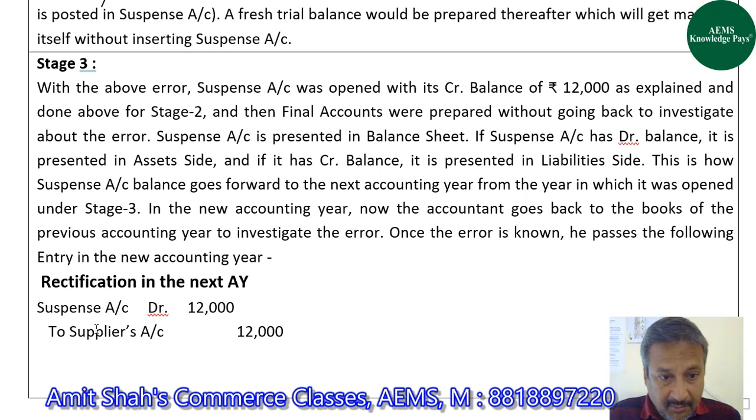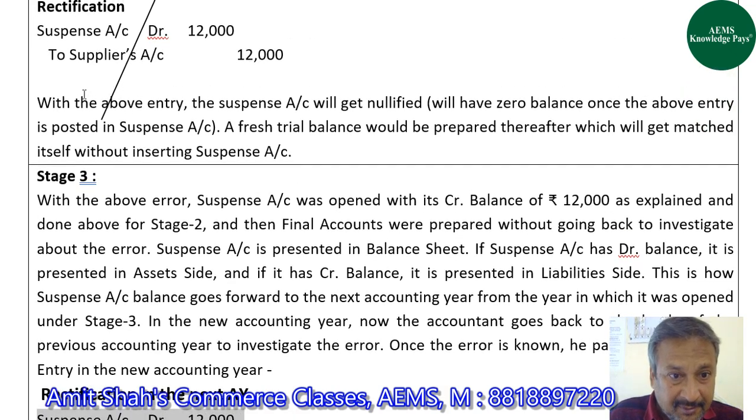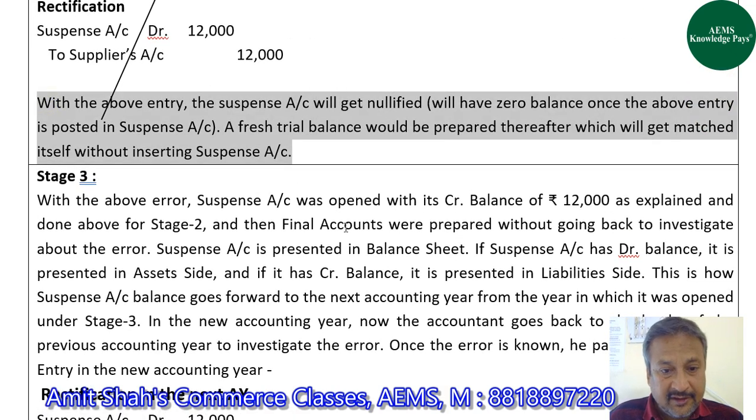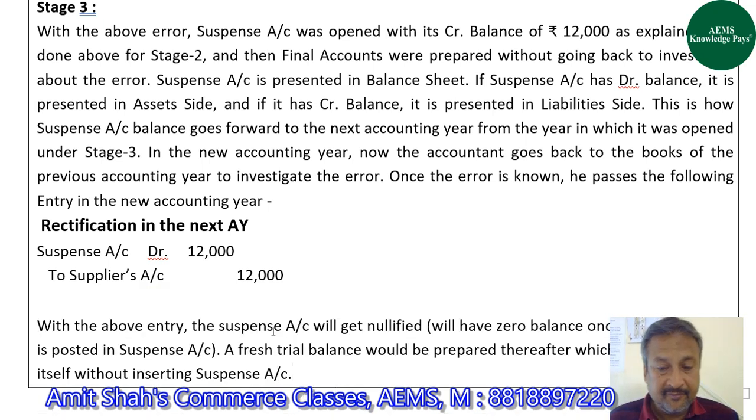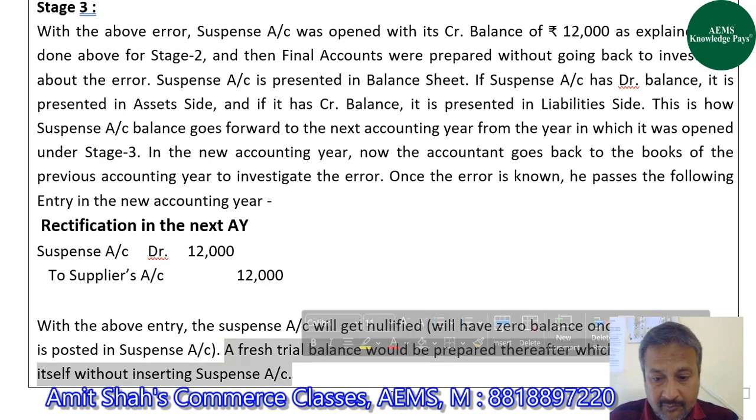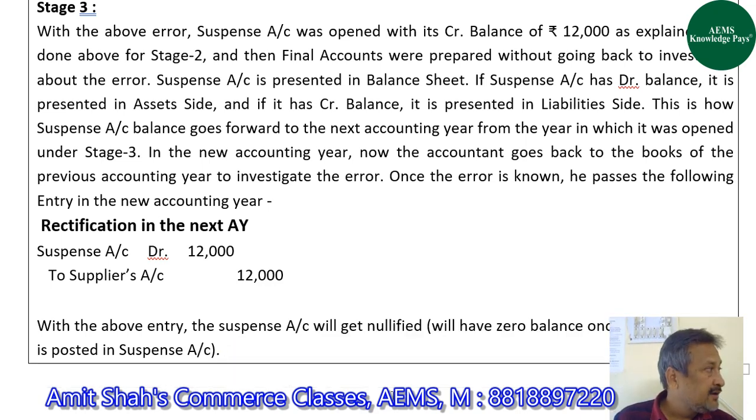By passing this entry, again the same thing will happen. That is, suspense account will get nullified in the next accounting year, means in the new accounting year. Right? Note down this, guys.